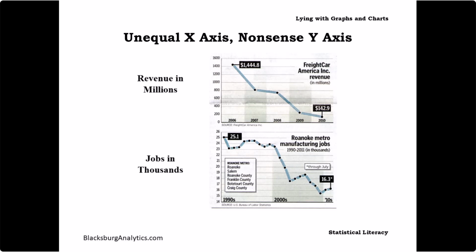First, the y-axis in the upper revenue graph is in millions of dollars. The y-axis in the lower jobs graph is in manufacturing jobs in thousands. These two axes have absolutely nothing in common. No amount of adjustment can put them on the same basis. Also, the y-axis of the jobs graph begins at 14,000, not 0, as does the revenue graph.